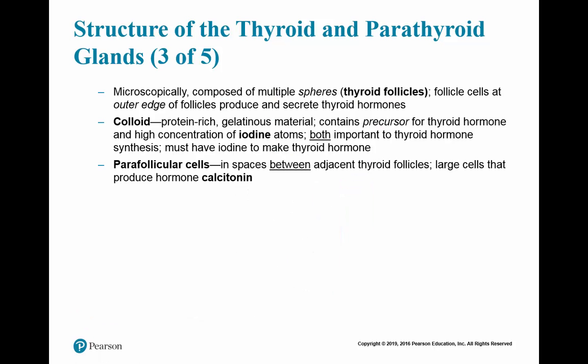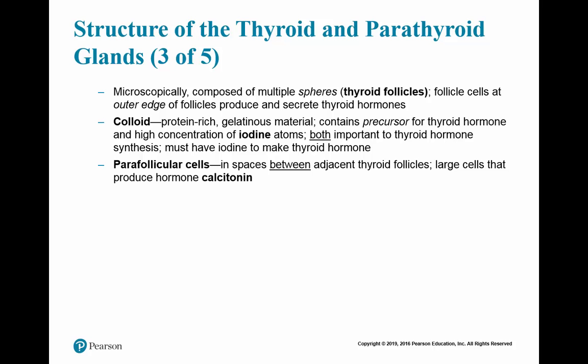Now, microscopically, you've got little spheres, little thyroid follicles. And the follicle cells at the outer edge of that follicle, that's what produces and secretes the thyroid hormones. There's a rich protein gelatinous material called colloid inside the follicle. It has a precursor to the thyroid hormone. It also has a high concentration of iodine. And you've got to have both of these in order to make the thyroid hormones. You've got to have the iodine, so you always need to eat and use iodized salt.